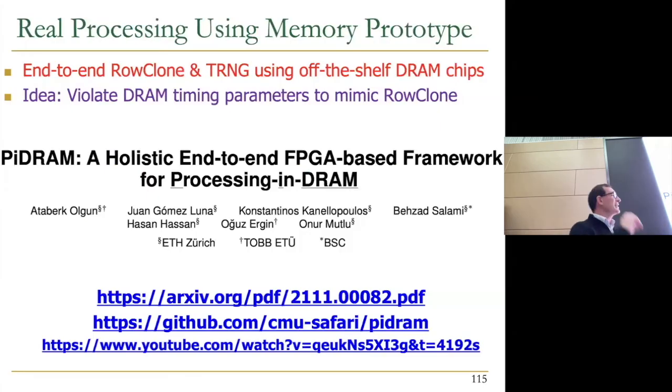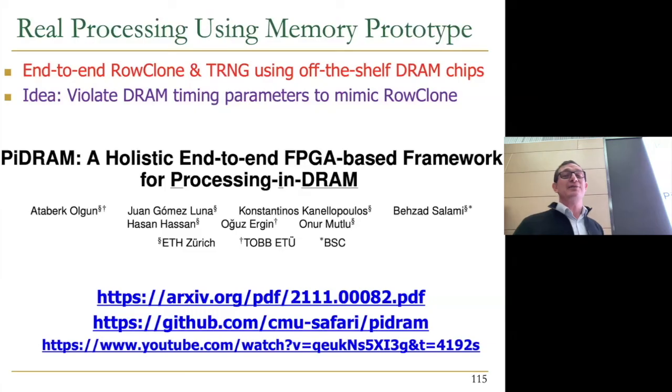So this is a framework that we built. It's called PyDRAM, an FPGA-based framework. We showed that you can do RowClone and true random number generation using off-the-shelf DRAM chips. The idea is to violate the timing parameters. If you violate the timing parameter between two consecutive activates that go to the same subarray, you actually get the RowClone function. If you violate the timing parameter to access data, you get some cells that fail randomly. That's a true random number generator.